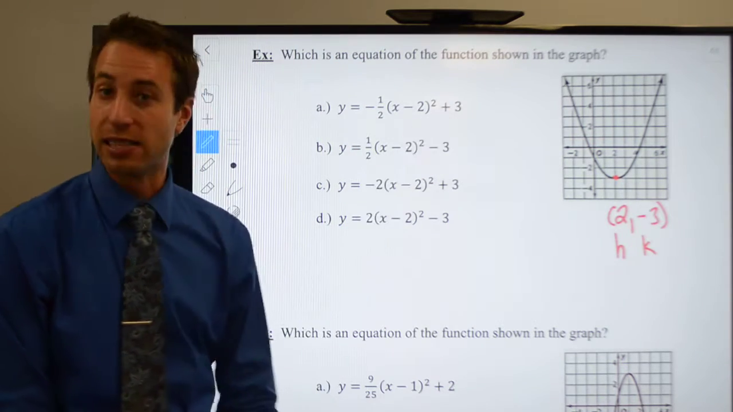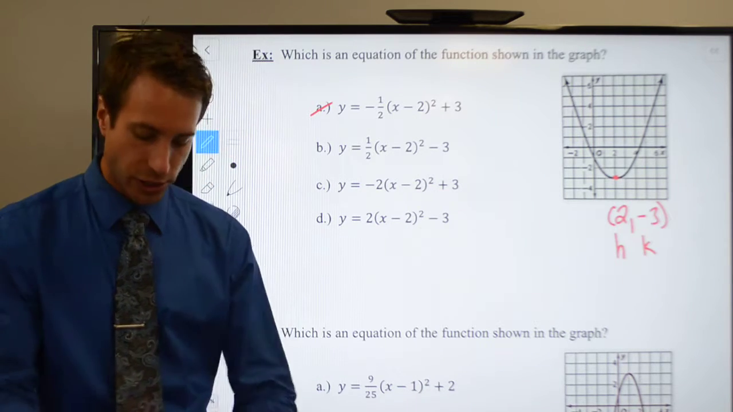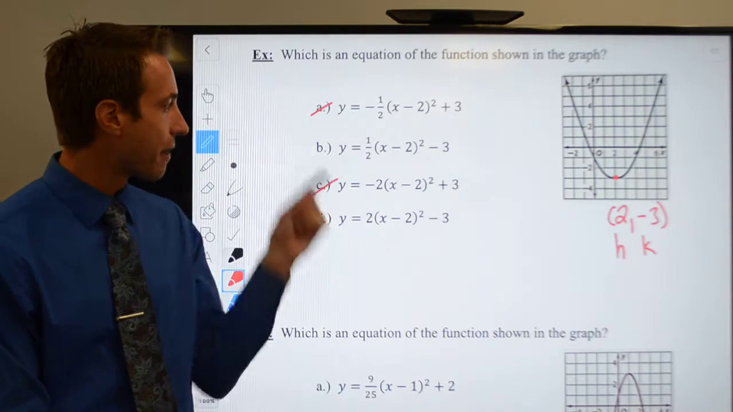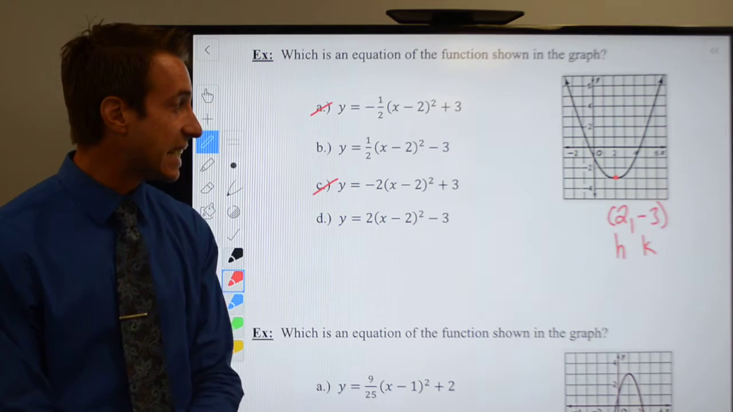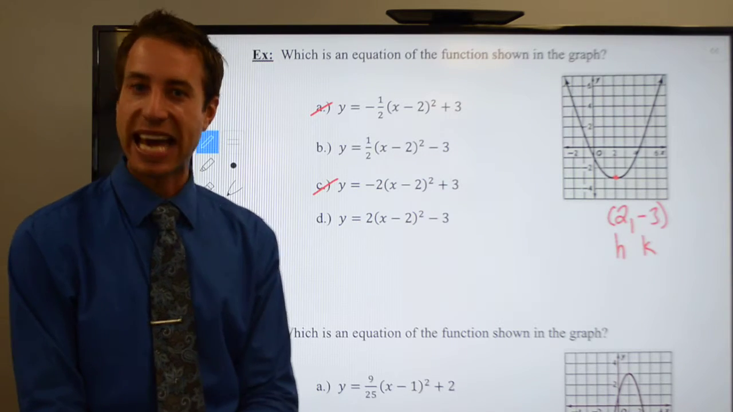Well, this one's a +3, so that can't be it. That one's out. And this is a +3, so that one's out. That can't be it. And here's what I'm left with. I'm left with option B and D, both of which have the correct h and k value.